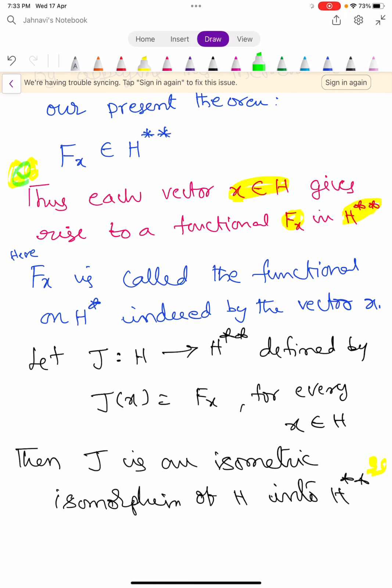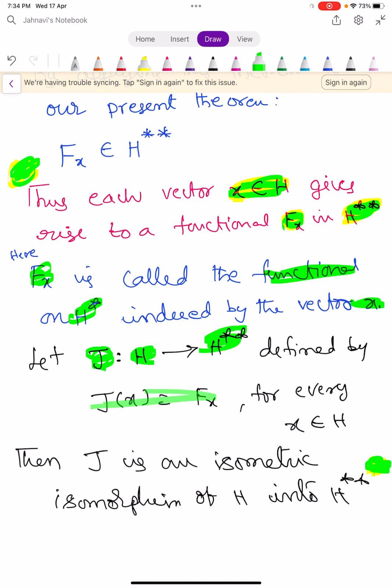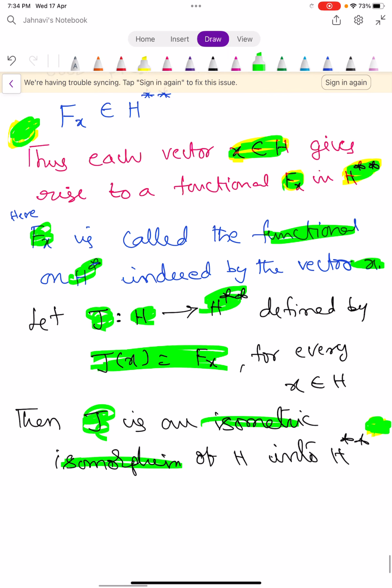So remember that from here to here is the complete application of the previous theorem. For each vector x belonging to capital H, it gives rise to a functional Fx in H double star. Here Fx is called the functional on H star induced by the vector x, and there is a mapping J that maps from H to H double star defined by J of x is equal to Fx. Then this J is an isometric isomorphism of H into H double star.